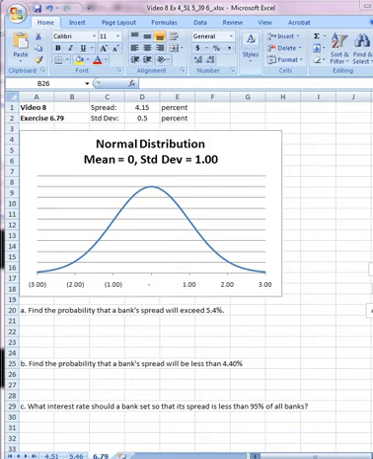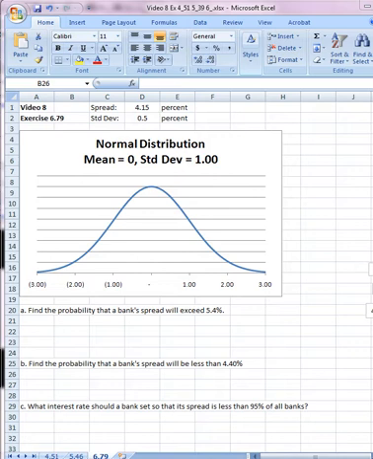Well, maybe at that time the bank is paying its depositors, who have savings accounts and CDs and so forth, 2%. The difference between 6% and 2% is the bank's profit, or 4%. Now, in this problem, someone did a survey and found that the average spread, the average difference between the amount charged for loans and the amount paid to depositors, was 4.15%, and the standard deviation was 0.5 percentage points.